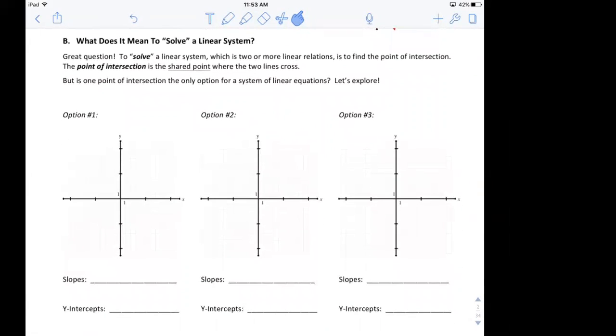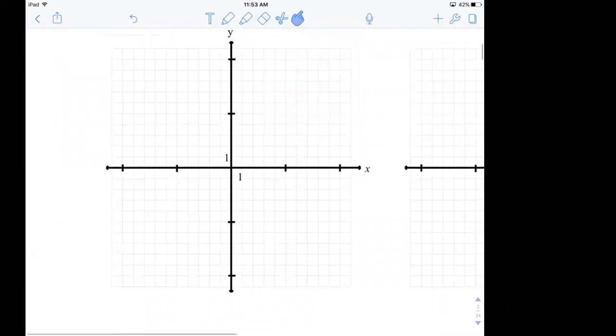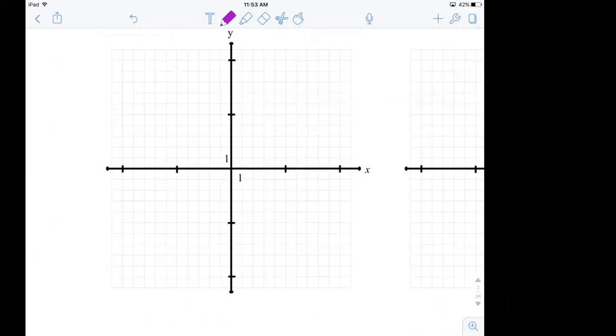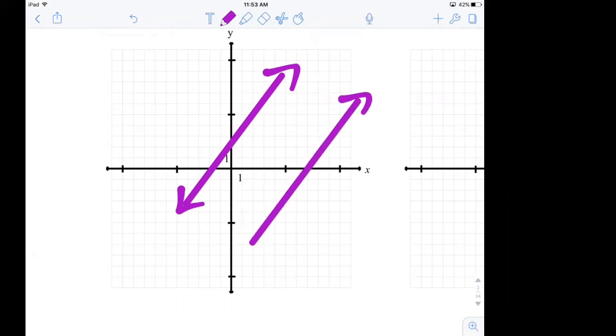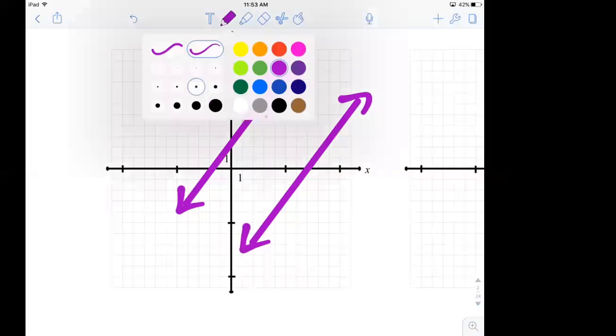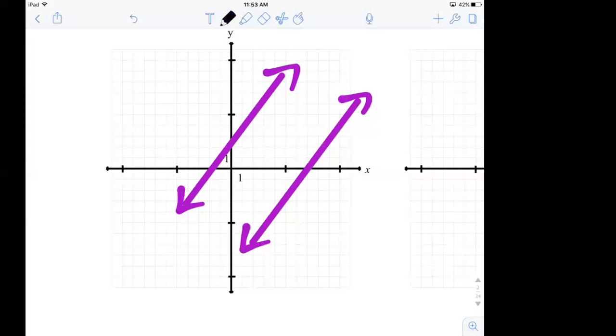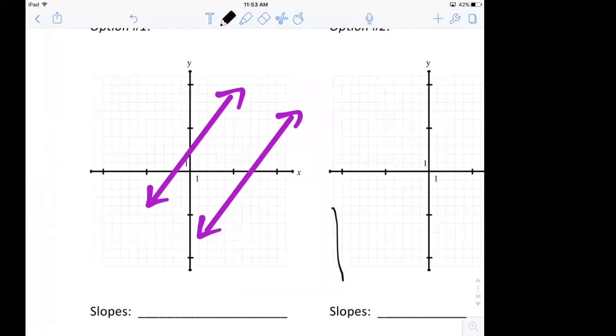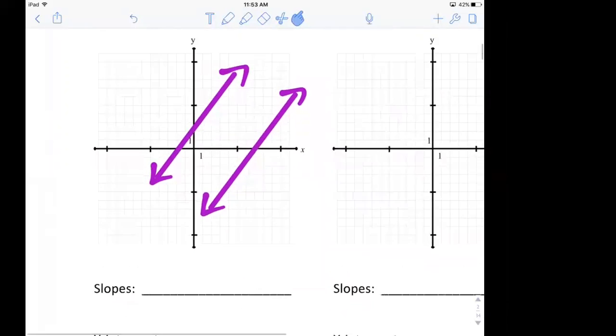So from there, we can think about what sort of options or scenarios could we actually have? Well, one of the options is that we have 2 lines that don't intersect at all. So I have one line that looks something like that, and another line that looks something like that. So if we think really hard about what's going on here, what do these things have in common and what do they have different?